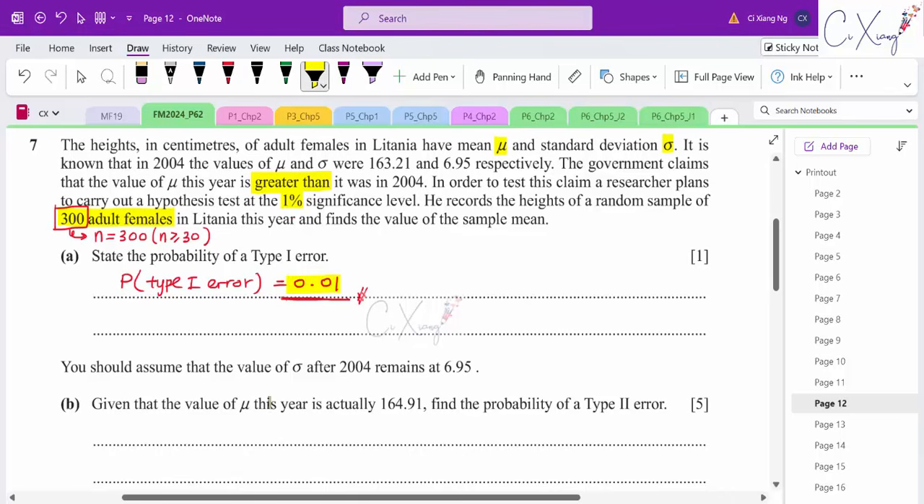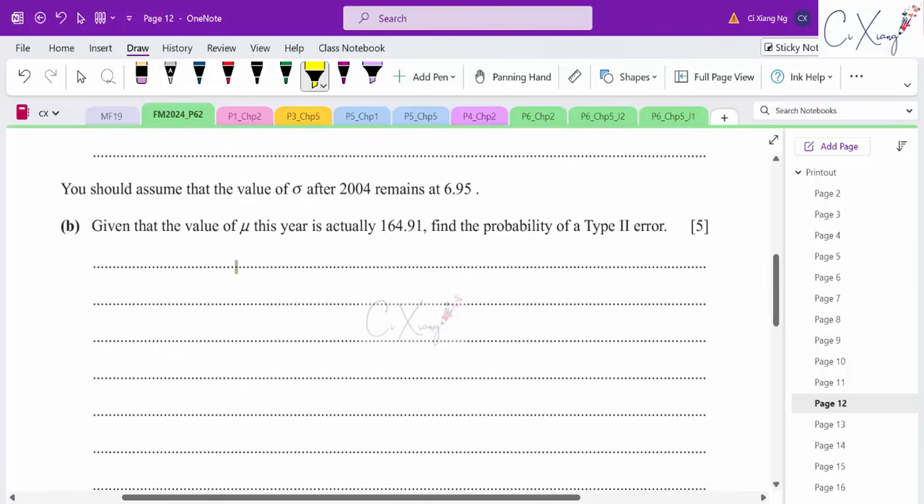Okay, now you should assume that the value of sigma after year 2004 remains the same at 6.95. So given that the mu for this year is this value, they want us to find the probability of a type 2 error. If I want to find the probability of a type 2 error, I need the acceptance region first. Just to recall a little bit, what is the definition of a type 2 error?